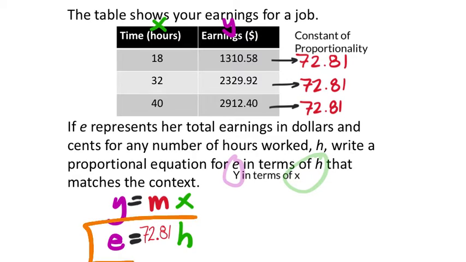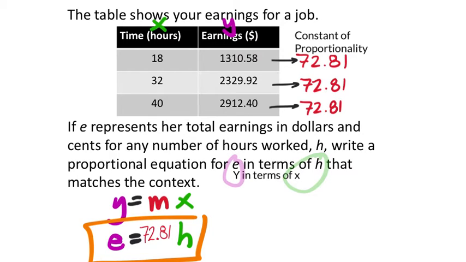And this right here would represent that equation. Now, just to specify what equations mean, this means that if you took the earnings and their corresponding hours and plug all 3 of these into this equation, you would get a true statement, which is what we do want.